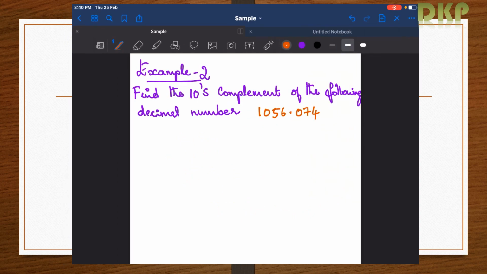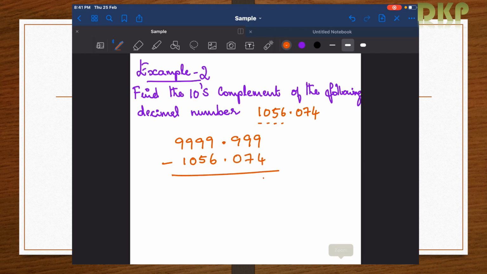Now let us do another example. Find the tens complement of the following decimal number 1056.074. So here we are using a decimal point. How many digits are there before the decimal point? 4 digits are there. So let us write 4 nines here, decimal point. After the decimal point, 3 digits are there. Write 3 nines. Minus 1056.074.